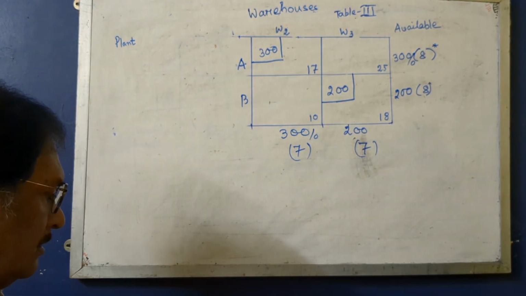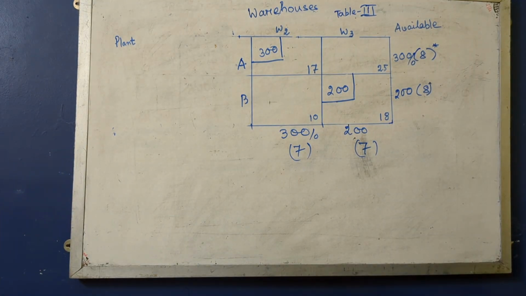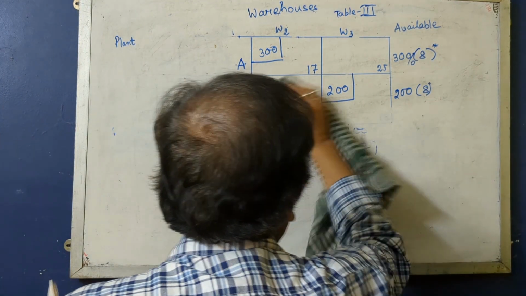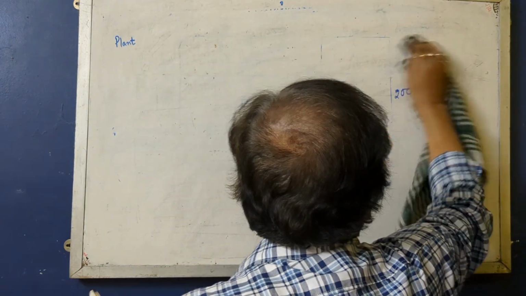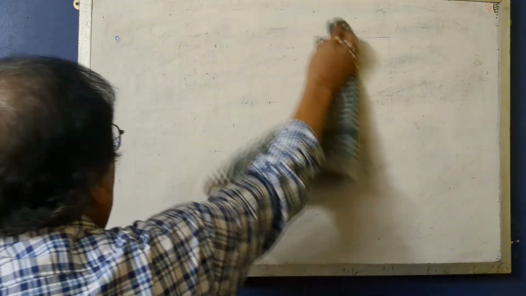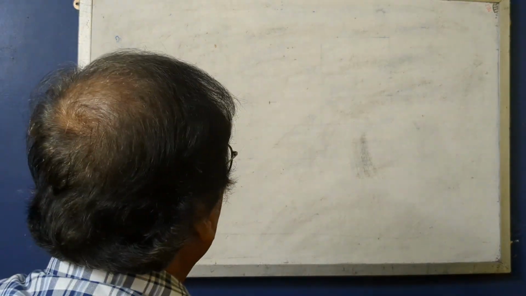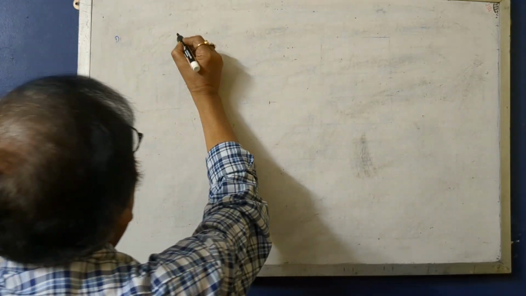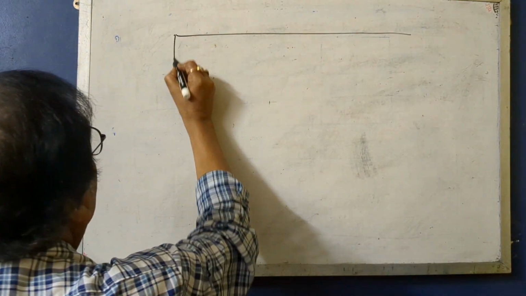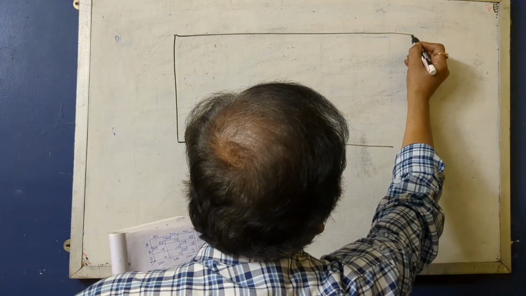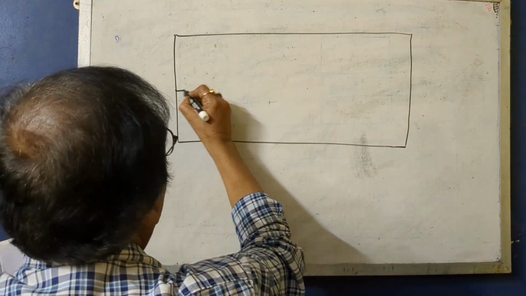Now, I am writing the final allocation table, the basic feasible solution. Considering the basic feasible solution, the final allocation will be this that I am writing down. And after that, we will apply the second step, that is MODI. I will apply the MODI method. Okay, this is a 2 by 3 transportation problem.